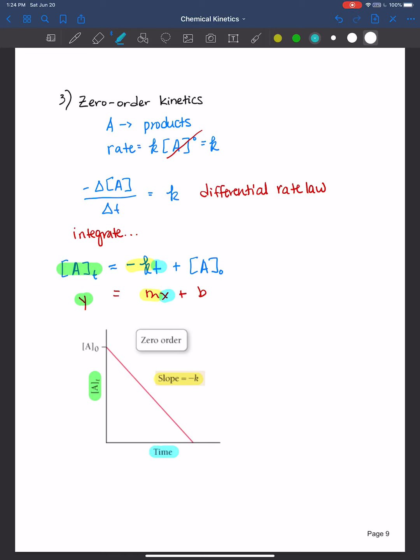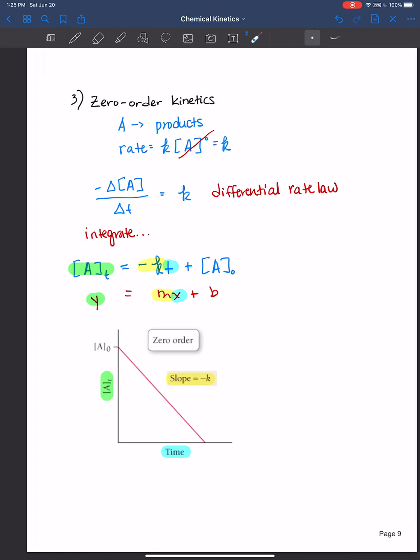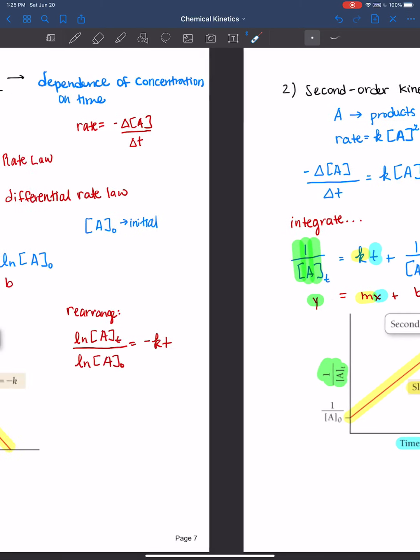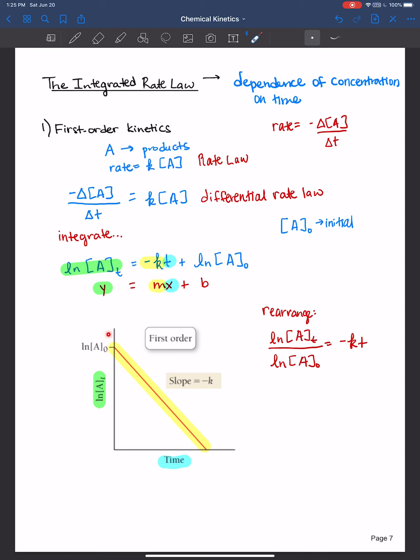Another important thing that I didn't mention here, but to make note of, is the y-intercept. And it's shown in the figures here. So for zero order kinetics, the y-intercept is the initial concentration of A. So if you don't know that and you have this data, you can figure it out from the equation of a line. And the y-intercept for second order kinetics is 1 over the initial concentration of A. And for first order kinetics, it's natural log of the initial concentration of A.